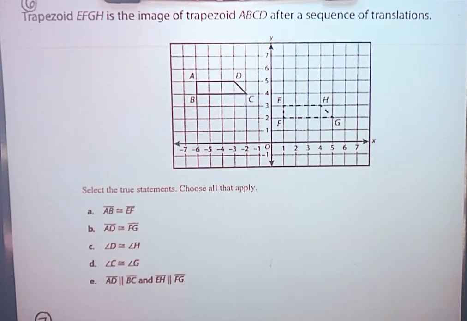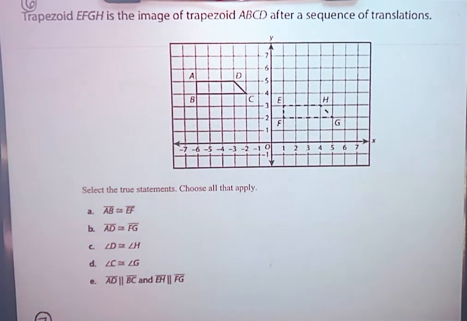This is the CSA 4 Study Guide Part 2. Number 6 says trapezoid EFGH is the image of trapezoid ABCD after a sequence of translations. It says select the true statements. Choose all that apply, meaning you're going to choose more than one correct answer.